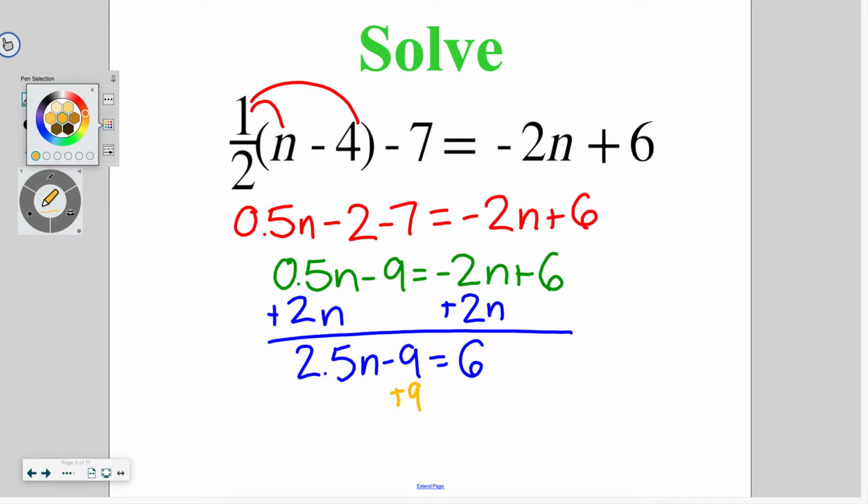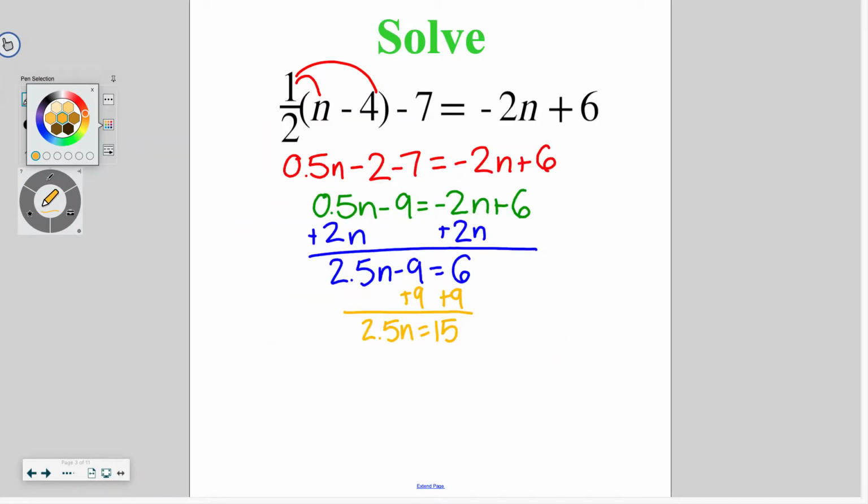So I'm going to go ahead and add 9 to both sides, giving me 2.5n is equal to 15. And then we're going to finish up now by dividing by 2.5. And 15 divided by 2.5 is going to give me 6. Again, you can always check your answer by plugging it back in.